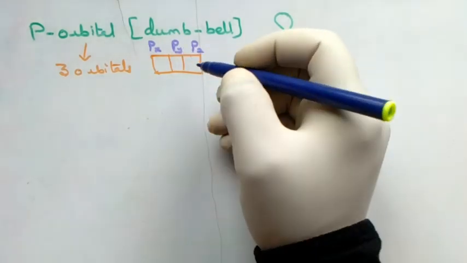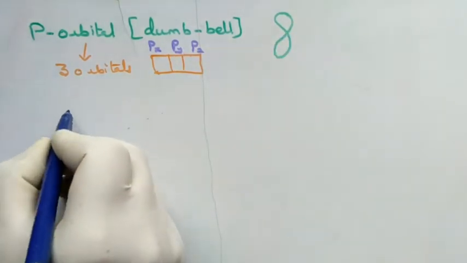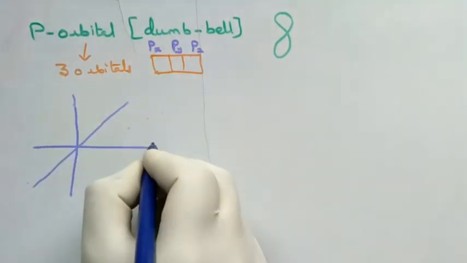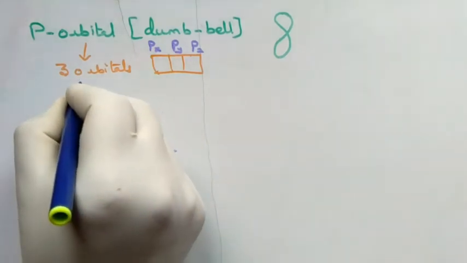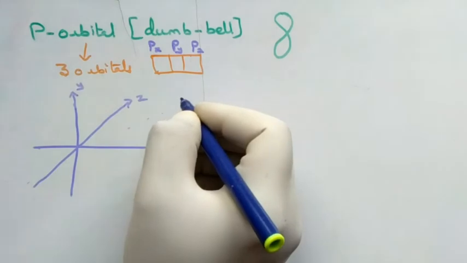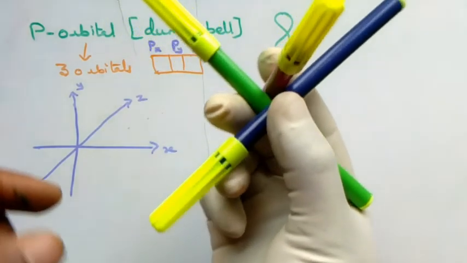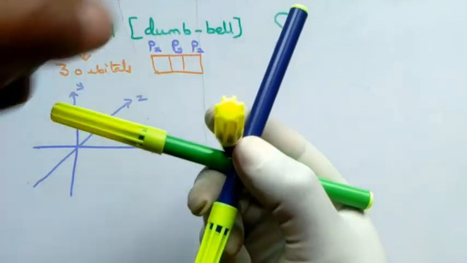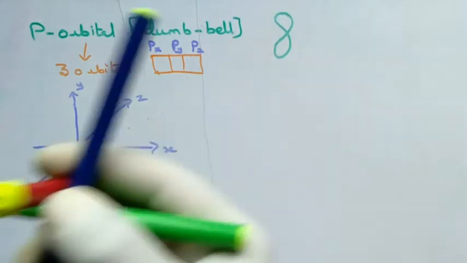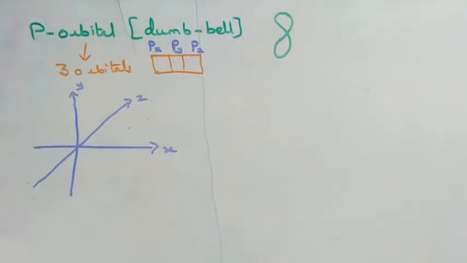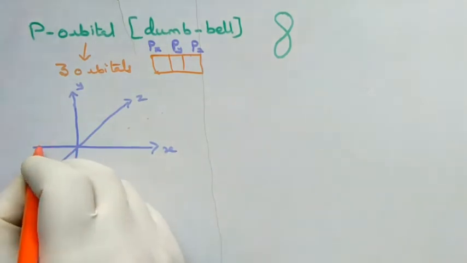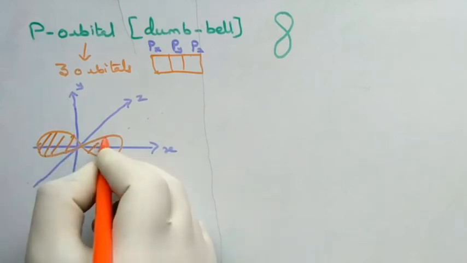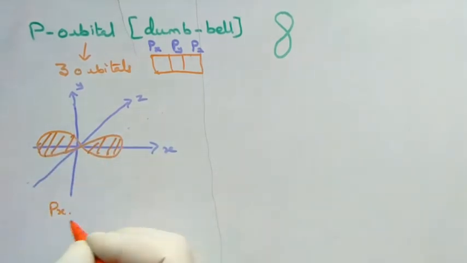Let's see one by one. In 3-dimensional there are 3 axes, x, y and z. This axis is x and this is y and this one is z. In 3-dimensional 3 axes will be like this only. The dumbbell shape px orbital will be on the x axis. So px orbital will be on the x axis.